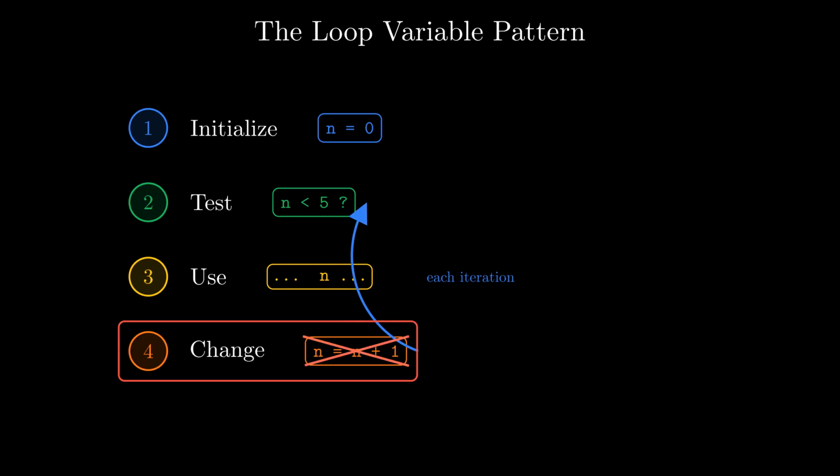Skip the 4th step, changing the variable, and the condition never becomes false. The loop runs forever. That's an infinite loop, and you'll have to manually stop the program.